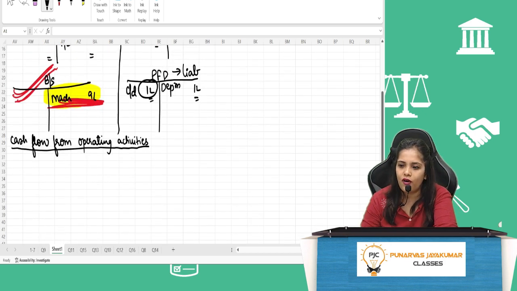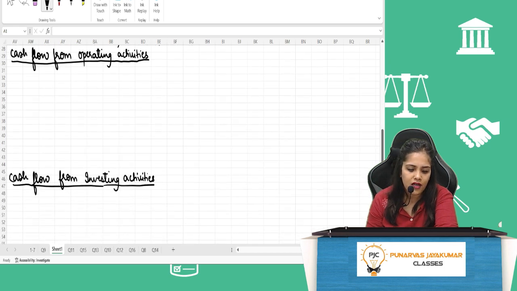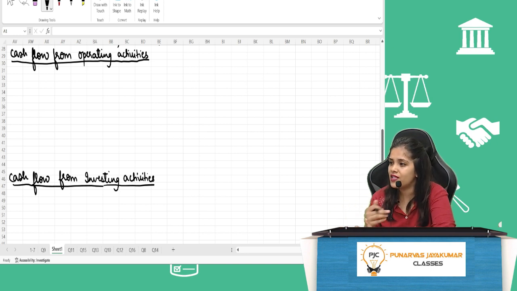For operating activities, first one, Zen's capital is given. Now in capital, can I say you will add net profit? Then there will be drawings, interest on capital, interest on drawings. Then you will have additional capital brought in. So there is a difference, and this difference can be due to a lot of reasons. We don't know what it will be.